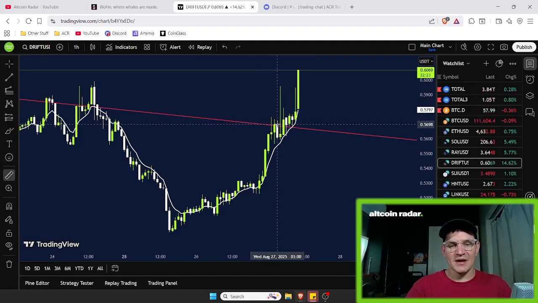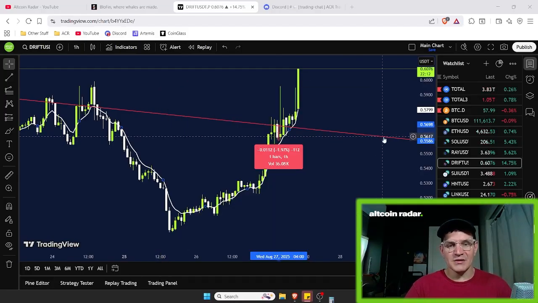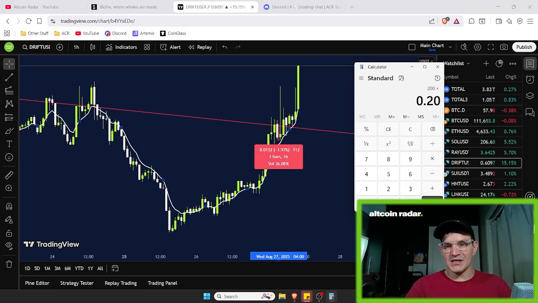So if you were to have entered this position at the top of this candle, riding it back down to the moving average, you would have made roughly 1.97%, which would be pretty much a 20% gain. So with your $200 multiplied by a 20% gain, you would have made roughly $40 on that 1 hour trade right there.